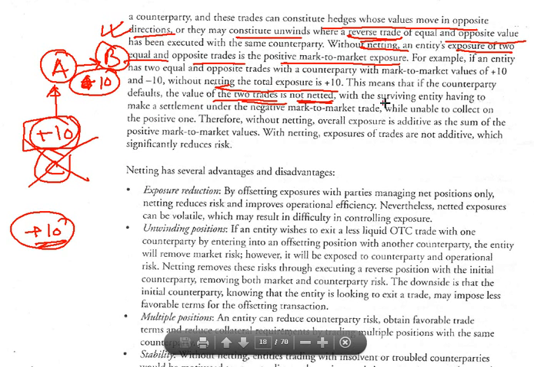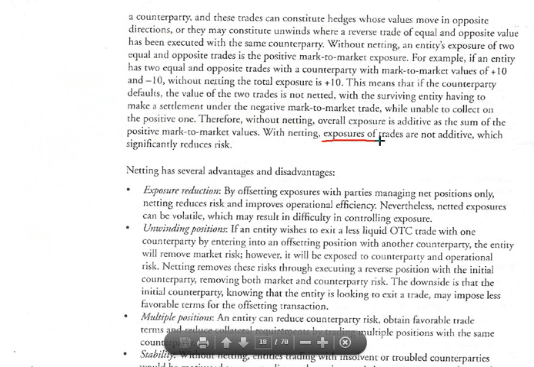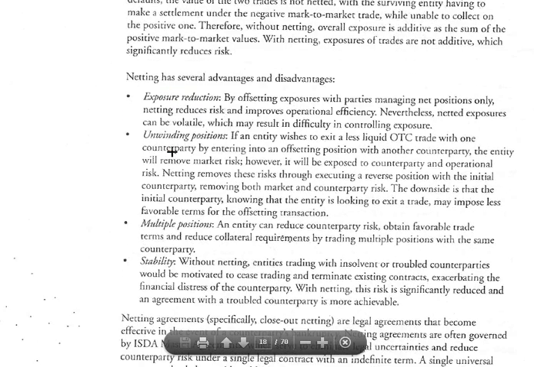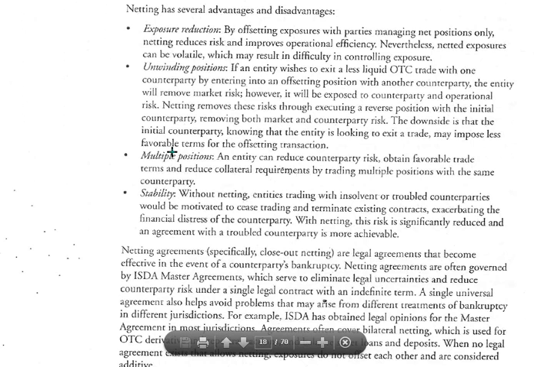So what they are saying is, the surviving entity has to make a settlement under the negative mark to market while being unable to collect on the positive one. Therefore, without netting, overall exposure is additive, as a sum of the positive mark to market values. However, with netting, exposures are not additive and it can significantly reduce the risk. We'll see that in the tables that we will have, right? Now what they are saying is, netting has several advantages and disadvantages. An advantage is exposure reduction, right?